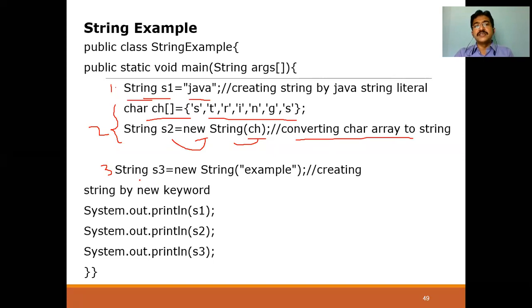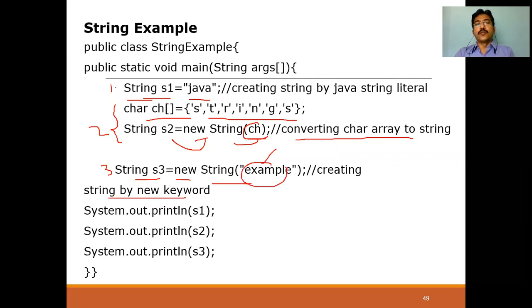The third way is simply that on the left-hand side we have the string class followed by the string object S3. With the help of the new operator and the string constructor, we pass the string itself directly. Here we passed through the array, but here we directly pass a string itself. That is an example of creating a string by using the new operator. By all these three ways we can create string objects, with string literals or with the new operator.